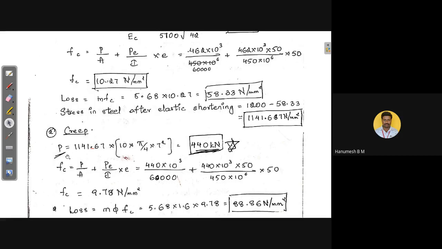In the same way, the pre-stressing force P is equal to the stress in the steel multiplied by the area of the steel.